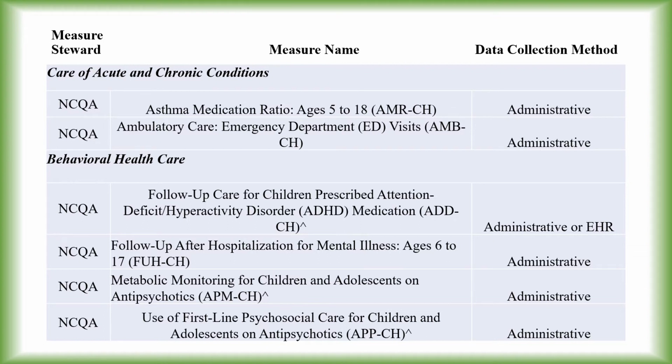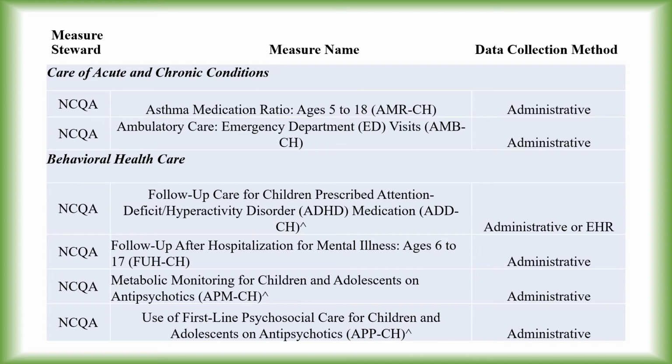The other category on this slide is behavioral health care. The first measure is follow-up care for children prescribed attention deficit/hyperactivity disorder medication. This measure is part of the behavioral health core set. The measure steward for this measure is NCQA, and the data collection method is administrative or EHR. Follow-up after hospitalization for mental illness, ages 6 to 17, the measure steward is NCQA. Administrative is the data collection method.